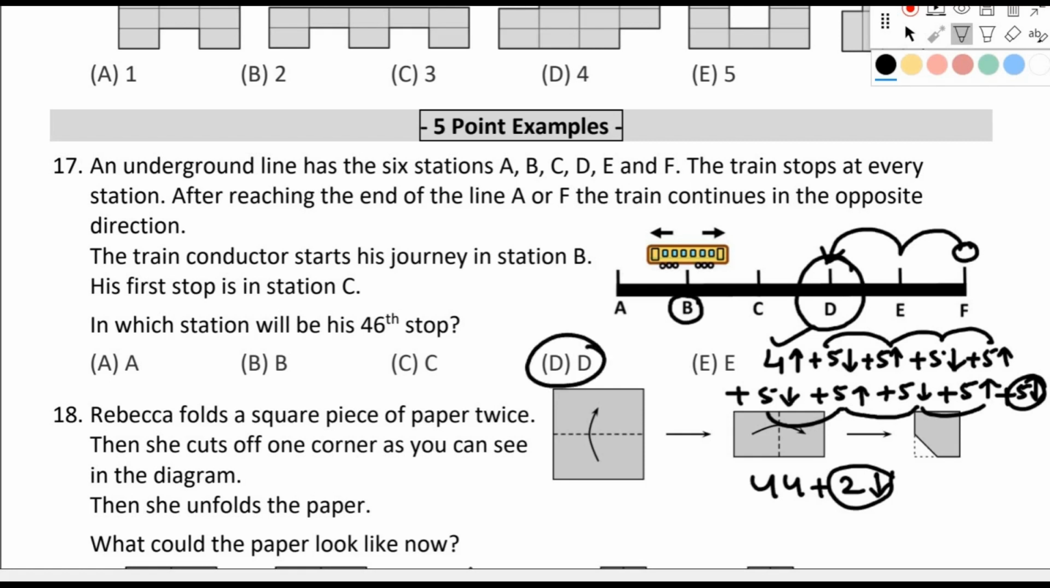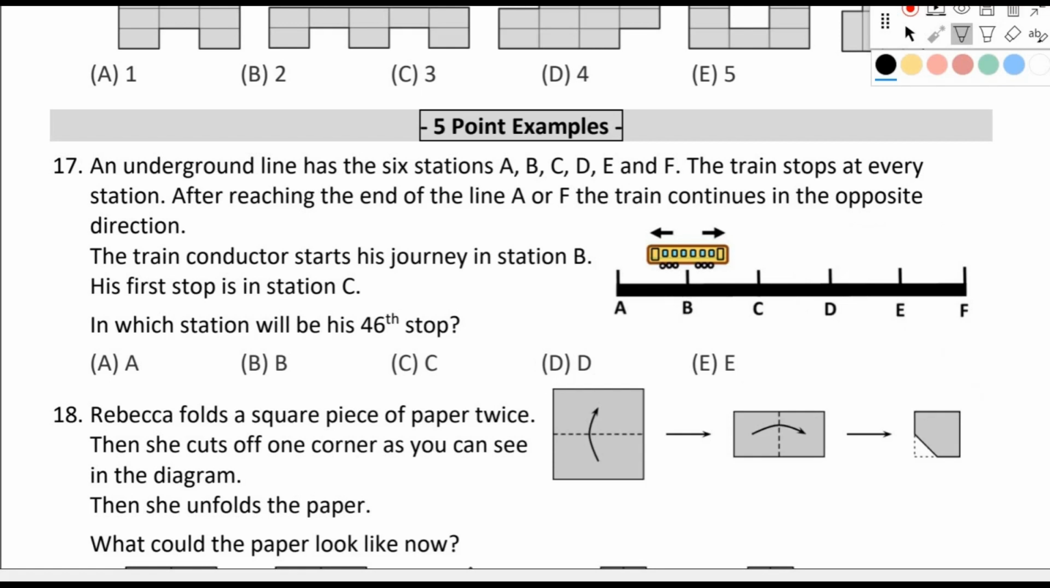So look into this. Up arrow means forward, from B after C, D, E, F, that is 4. Next, the down arrow means from F 5 back, coming to A. Again 5 forward going up to F like that. So when I counted, the 46th stop came at D, from F 2 back. So the 17th question answer is D option.